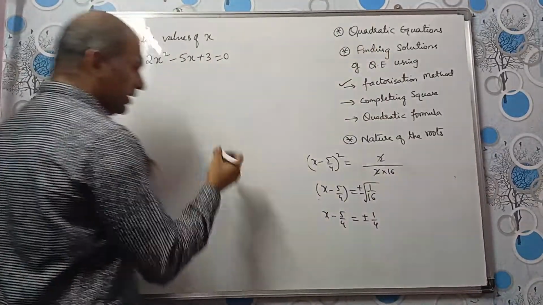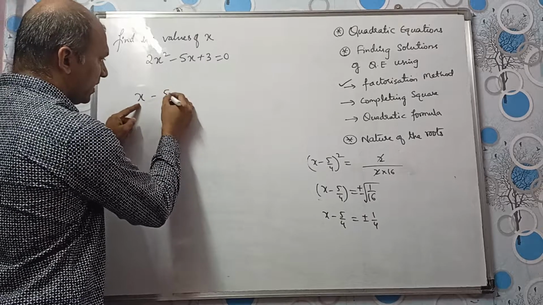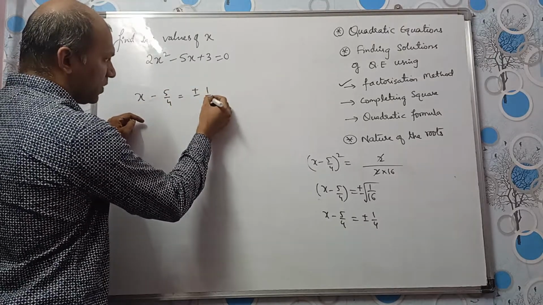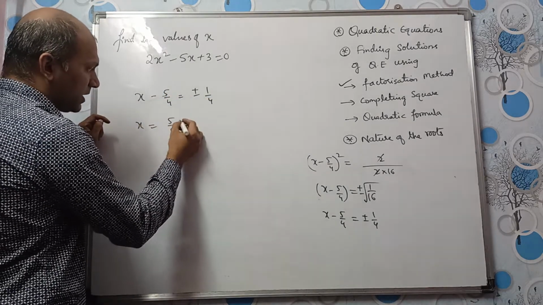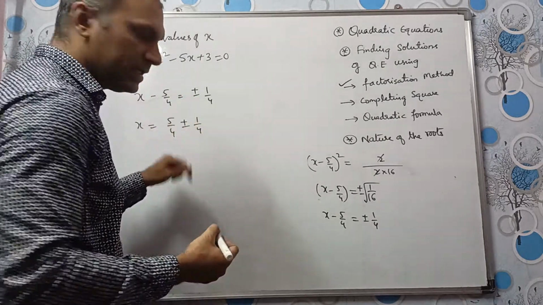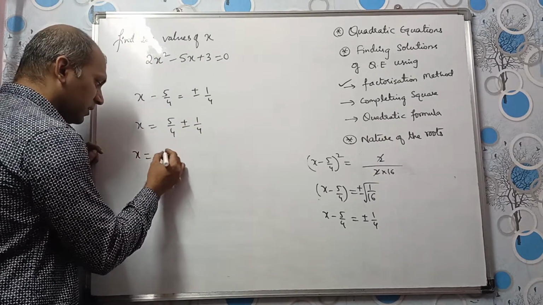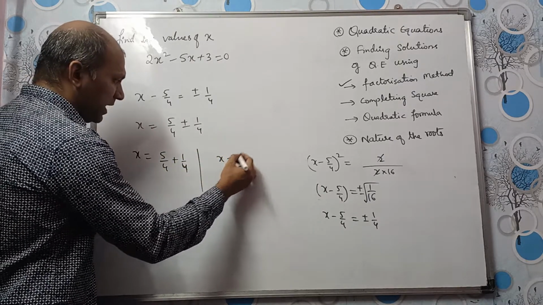Now see here, one time we should take plus. x minus 5 by 4 is equal to plus minus 1 by 4. Let us send this 5 by 4 to the other side. Minus will become plus, and this plus minus is as it is. Now we need to write plus 1 time and minus 1 time.